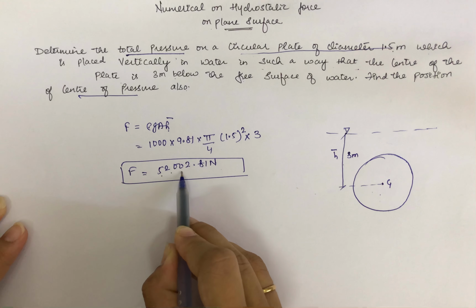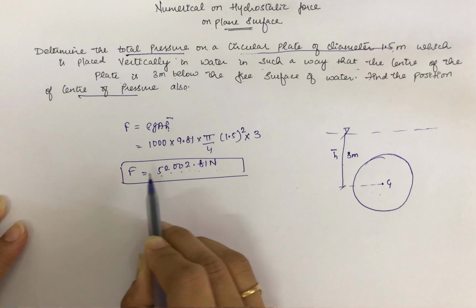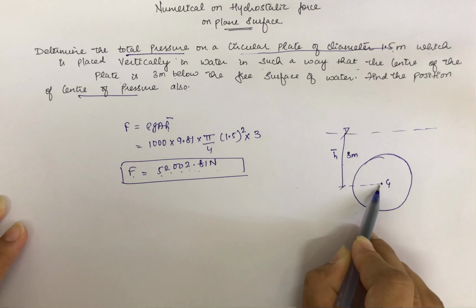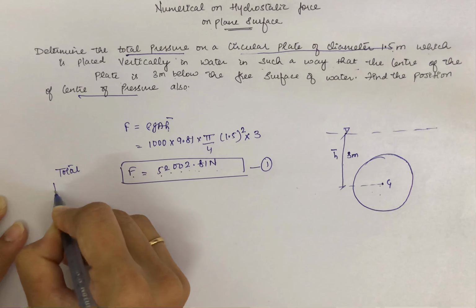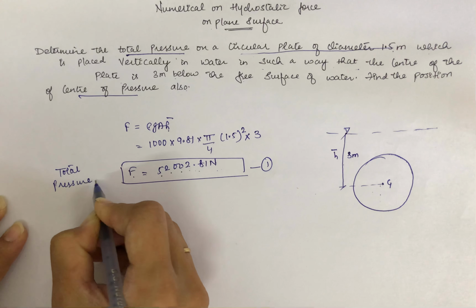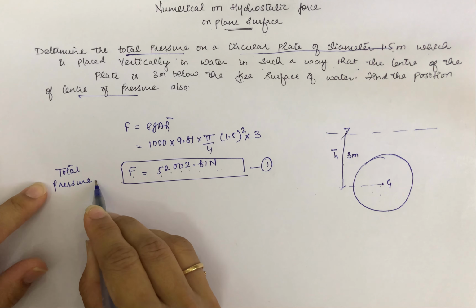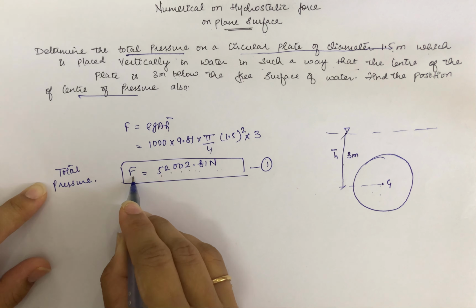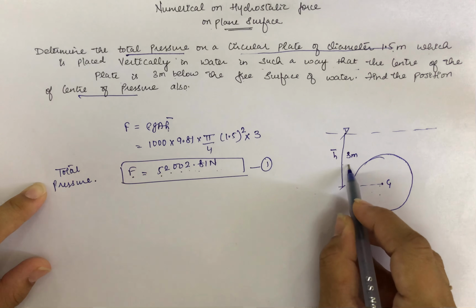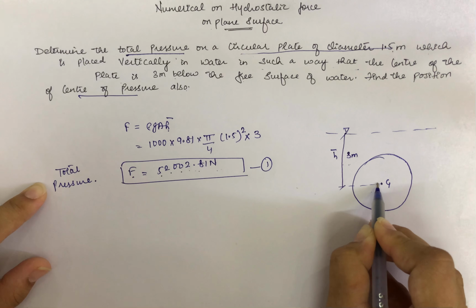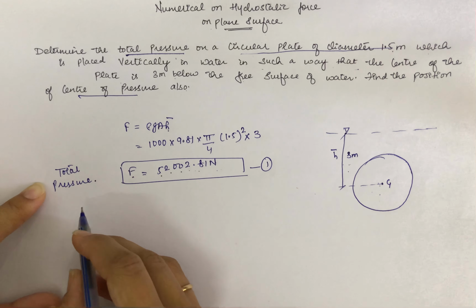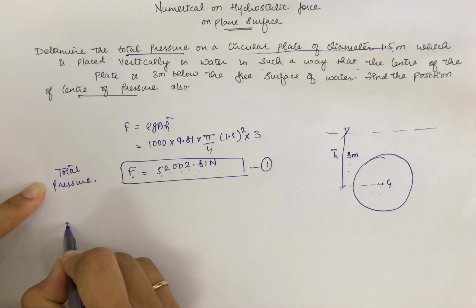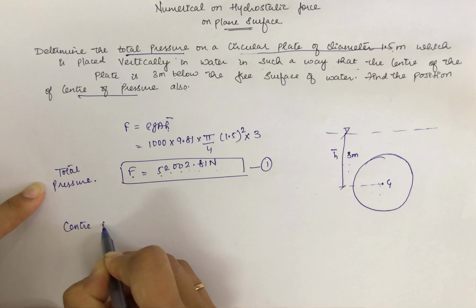So 52,002.81 Newton will be the total force that will be exerted on this circular plate. So this is our first answer, that is total pressure. And as I have discussed in our previous lecture, total pressure is actually the force which is exerted by the fluid on the immersed surface when the fluid is at rest. Okay. Now coming to the second question, that is center of pressure.